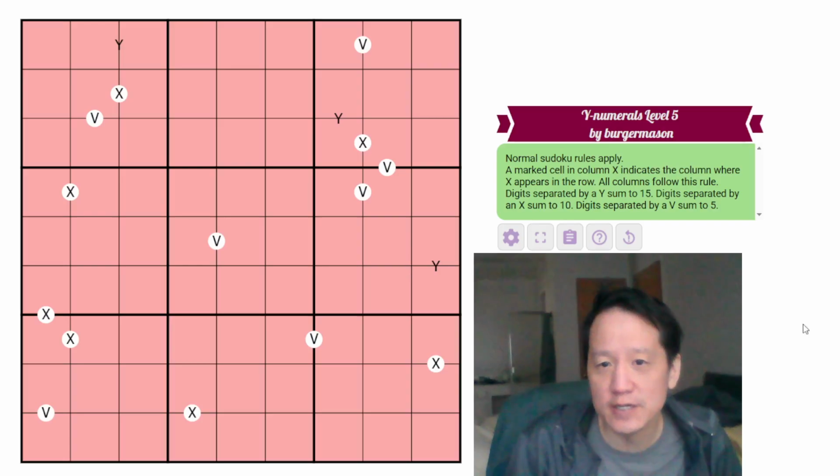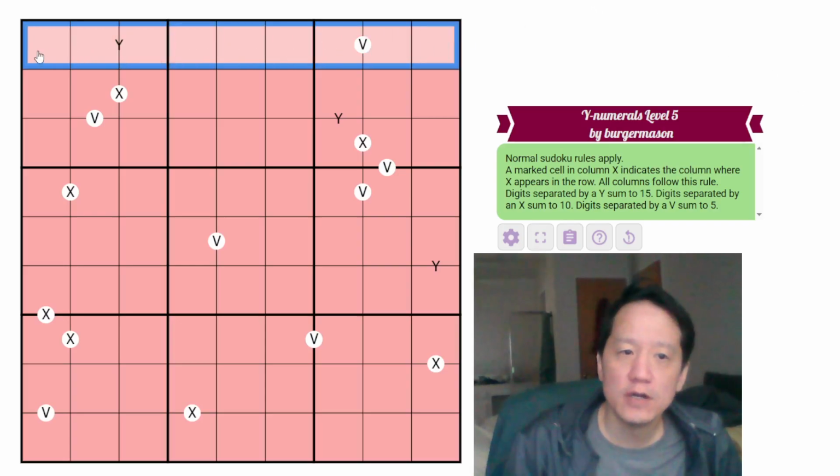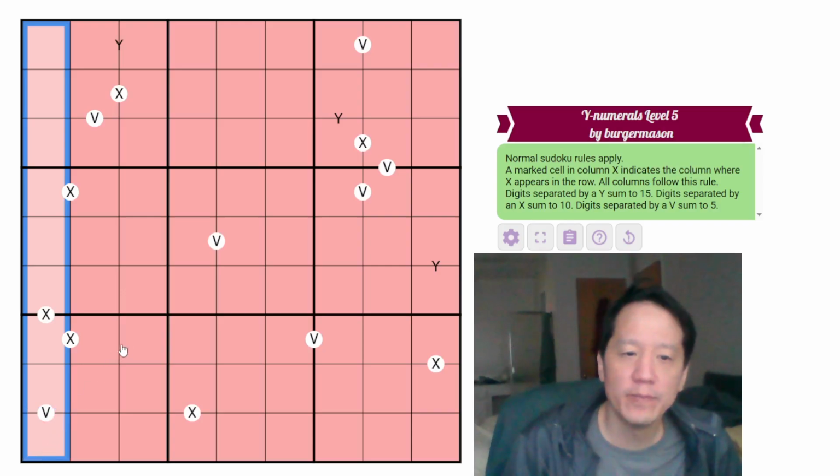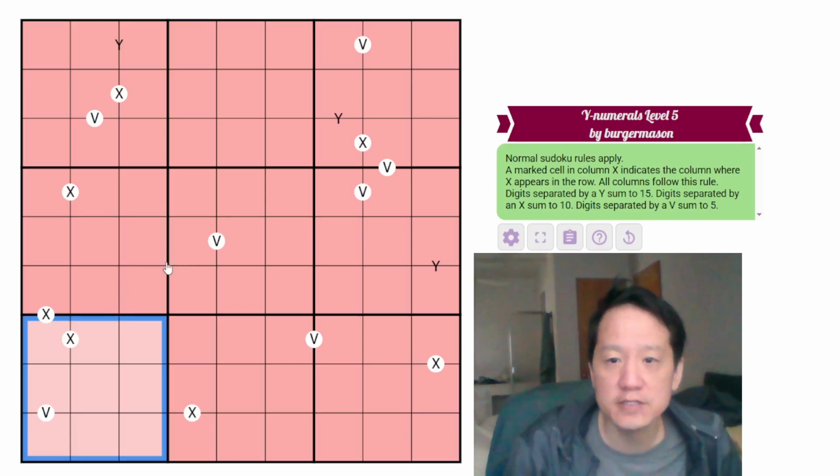Let's get to it. This is the very easy puzzle, Y-numerals level 5. And here are the rules. Normal Sudoku rules apply, which means fill every row, column, and box with the digits 1 through 9 without repeats. A marked cell in column X indicates the column where X appears in the row. All columns follow this rule.